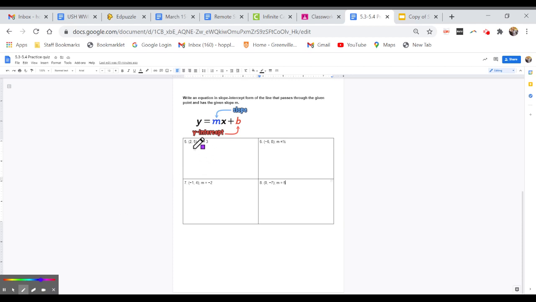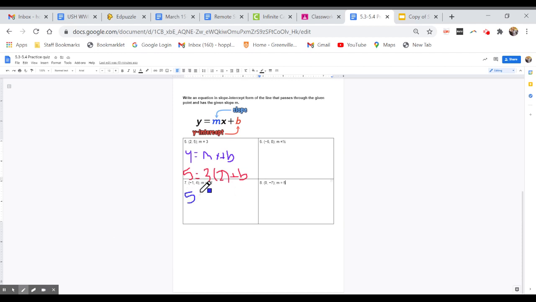So number 5 says, my point is (2, 5), and my slope is 3. So what I'm going to do is plug in my x and y values as well as my 3 into my equation. So y equals mx plus b, and I'm going to plug in my numbers. My y value is 5. So 5 equals my m value, which is 3, times my x value, which is 2, plus b. I am solving for b. That's what I'm still trying to figure out.